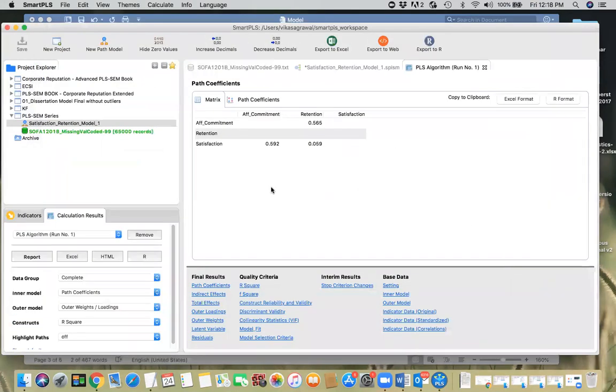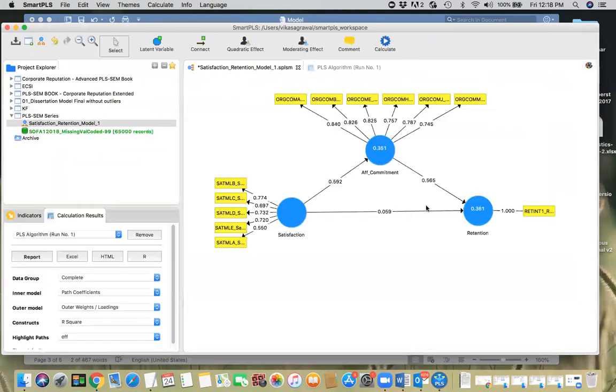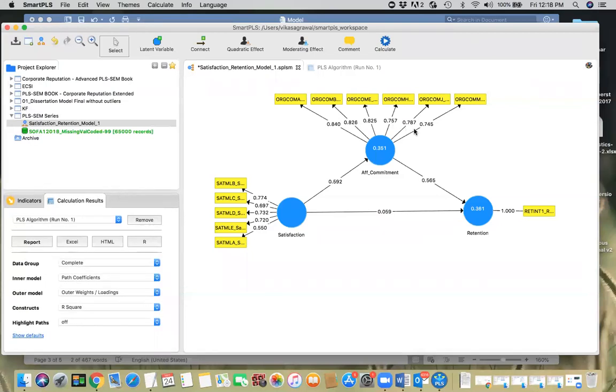Okay, so let me close this one. We don't need this one. So this is our model here. Now what you see here, you see the loadings here. Okay, all the loadings here, and here the loading is going to be perfectly one. It doesn't matter whether you consider this as a loading or weight, because only single item here.